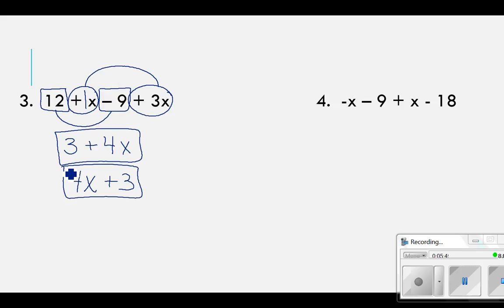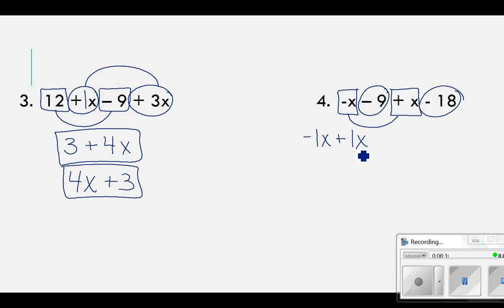Question 4. I have an x. Don't forget the negative, not minus, in front of it. I have another x. Don't forget the plus in front of it. I have a regular number and a regular number. So let's look at negative x plus x. That's the same as negative 1x plus 1x.